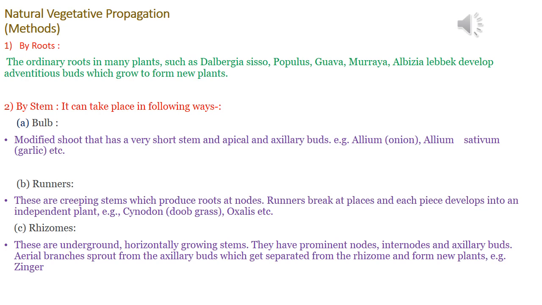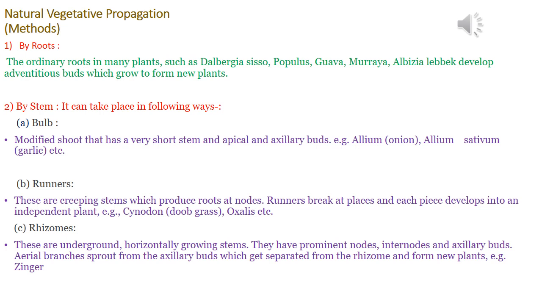Next method by stem is through runner. Runners are creeping stems which produce roots at nodes, and runners sometimes also break at many places. Each place gives rise to a new independent plant. Examples are doob grass, that is Cynodon, Oxalis, etc.